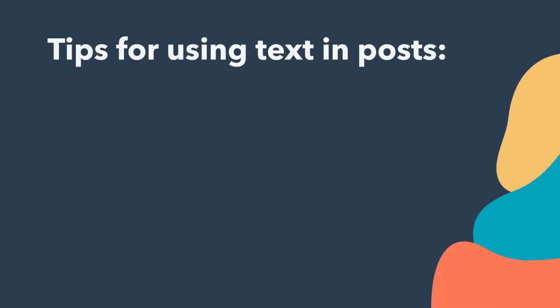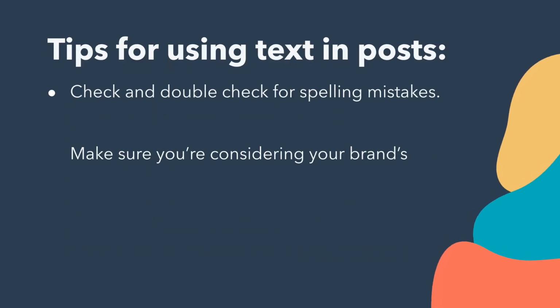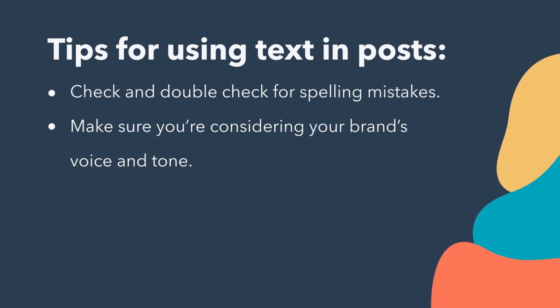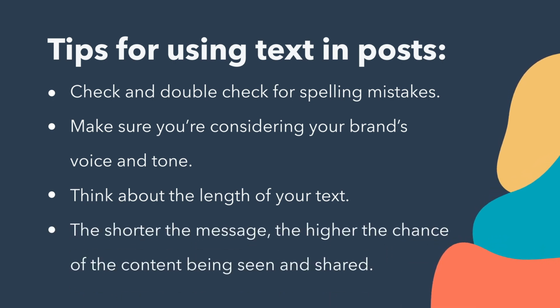Next, the text you include on your post is important to consider. We have a few tips for using text in posts. Check and double check your spelling. Make sure you are considering your brand's voice and tone. And think about the length of your text. On Twitter, with only 280 characters, you are forced to be brief. But in general, across all the channels, the shorter your message is, the better your chances of that content being seen and reshared.